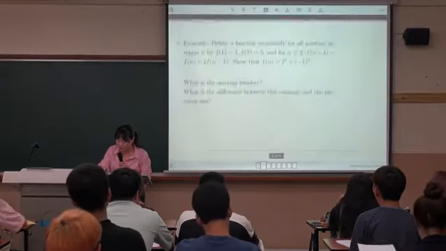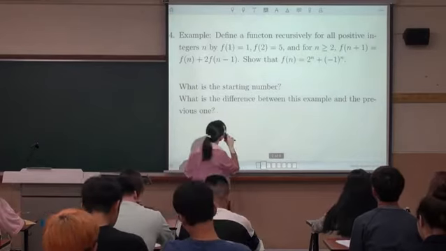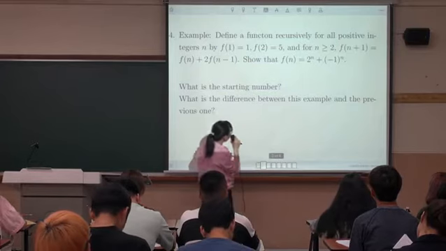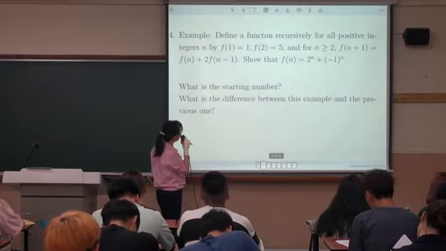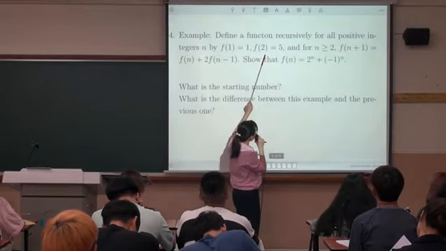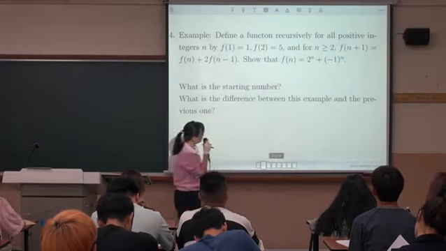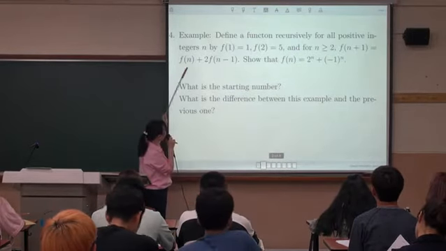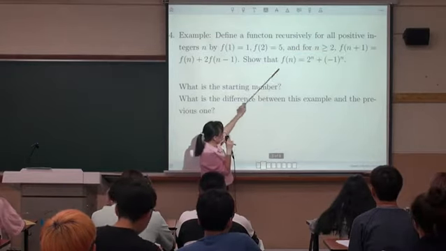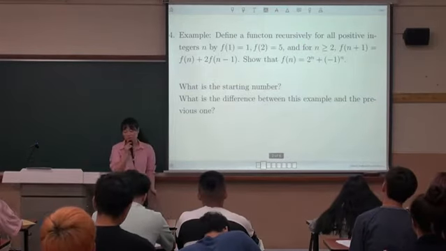Okay, so let's look at this example. Define a function recursively for all positive integers n by f of 1 is 1, f of 2 is 5, and for n bigger than or equal to 2, f of n plus 1 is f of n plus 2 f of n minus 1. Show that f of n is 2 to the n plus minus 1 to the n.